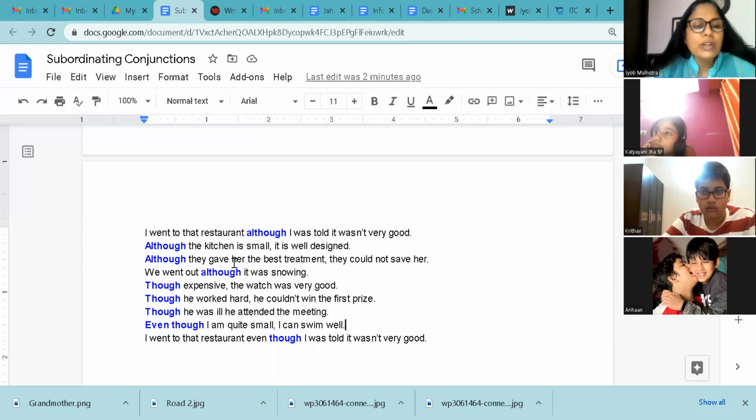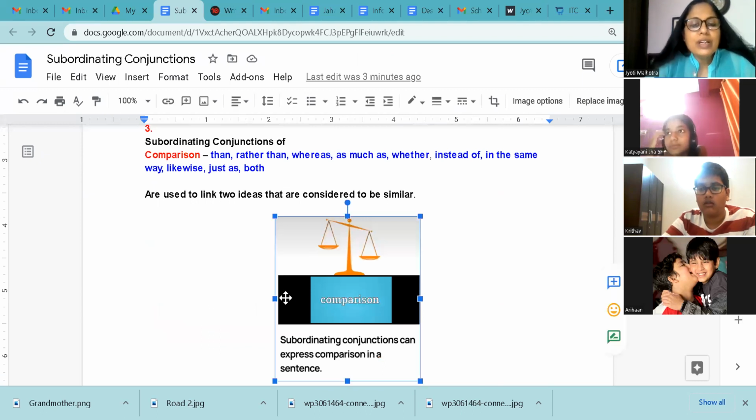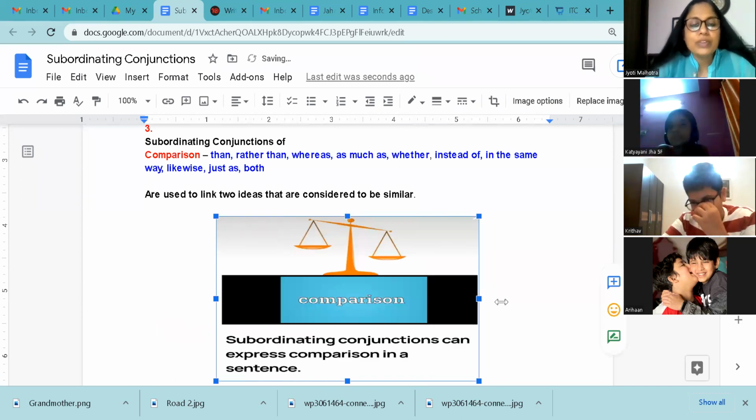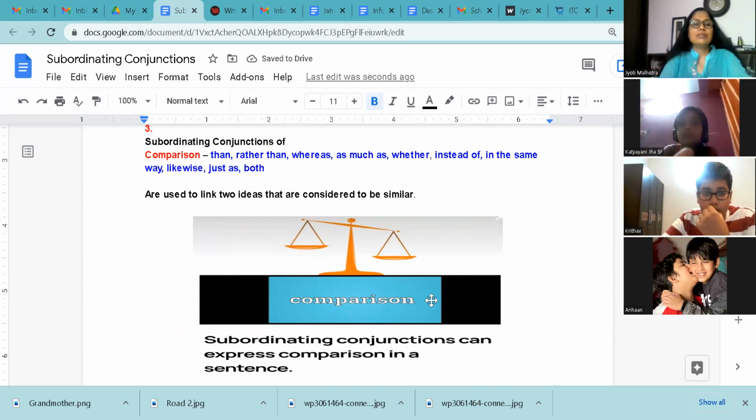Okay, so children, in all these sentences there is some kind of a contrast. Here, I am small, but I can swim well, right? Though expensive, the watch was very good. So some contrast is there. Now we are coming to the next subordinating conjunction, the third one for the day, and that is comparison.